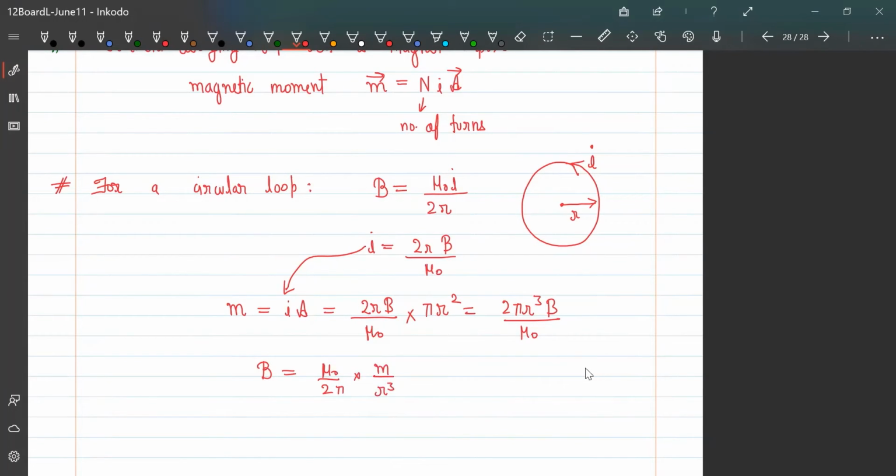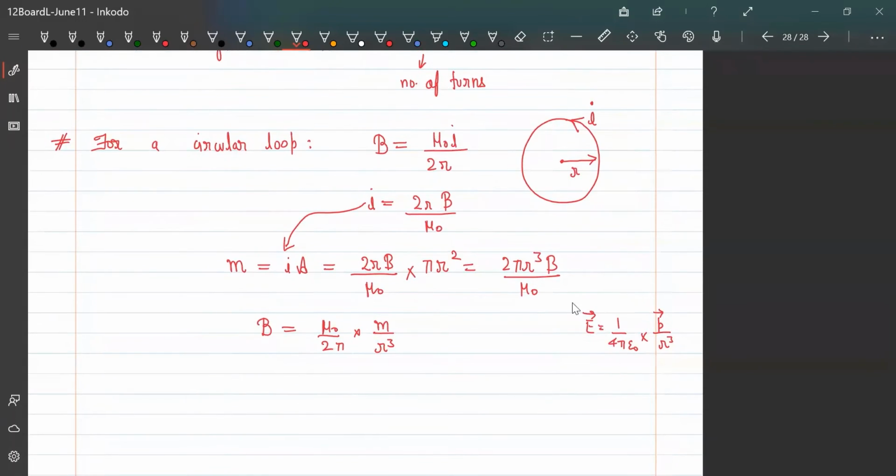We want to compare this with this formula. The electric field is 1 by 4 pi epsilon naught into 2p upon r cube, like this. So compare it with this. I will write it here: mu naught by 4 pi into 2m upon r cube. So if I write 2m upon r cube, that is the magnetic field on the axis of the dipole.